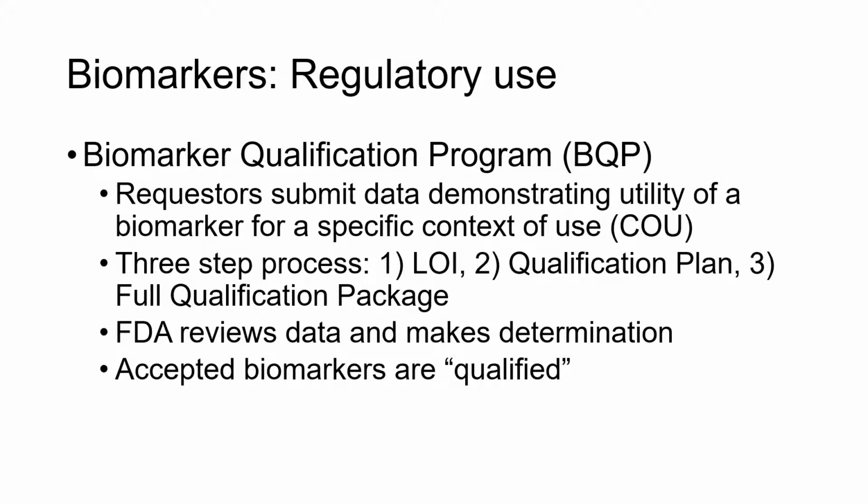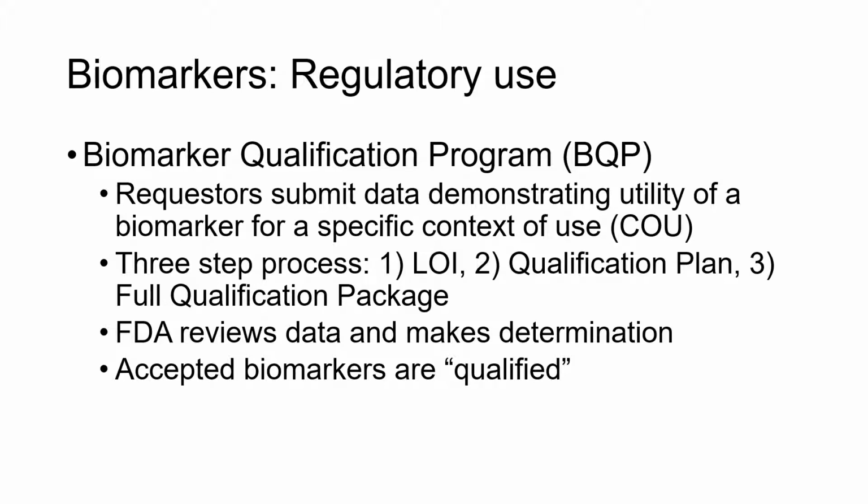One way to improve the likelihood of acceptance is to use qualified biomarkers. Through the FDA Biomarker Qualification Program, or BQP, interested parties, called requesters, can submit data that supports the utility of a particular biomarker for a particular use. The FDA will review those data and decide whether or not they agree. If they agree, the biomarker is said to be qualified.